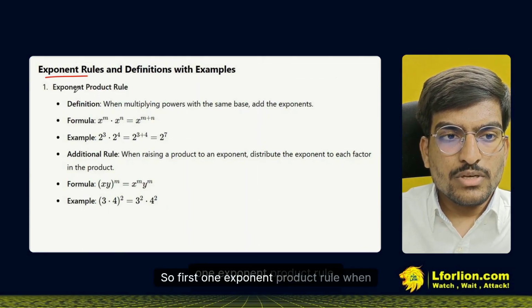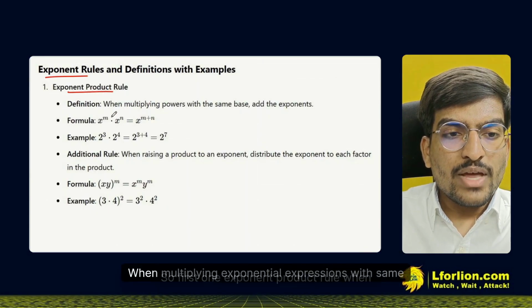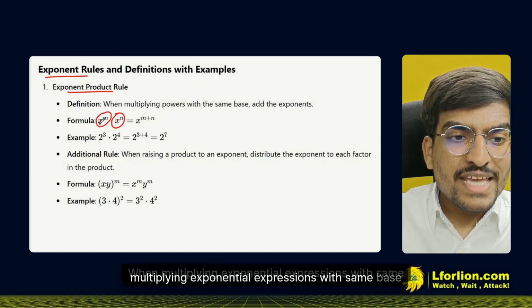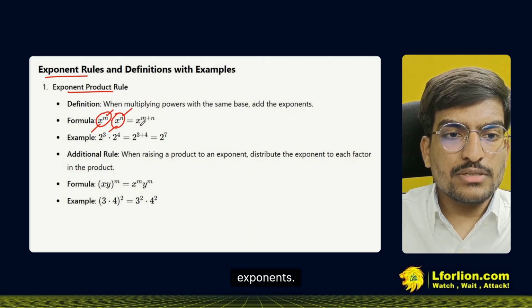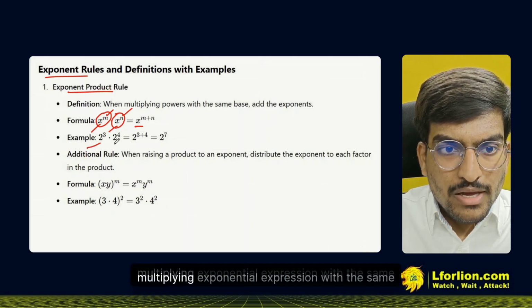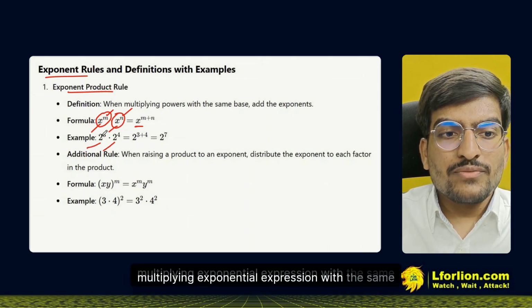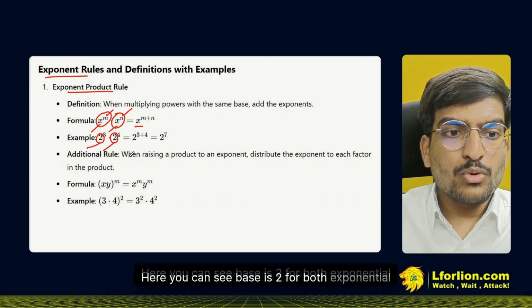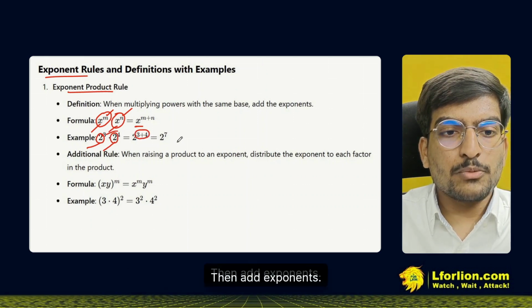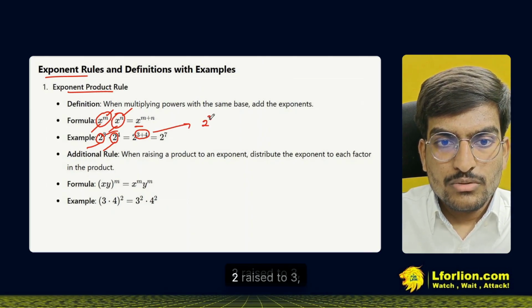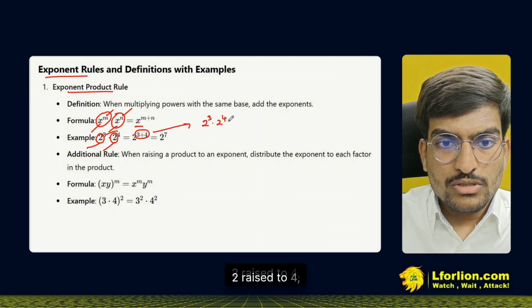Let's learn some exponent rules along with examples. So the first one, the exponent product rule. When multiplying exponential expressions with the same base, add the exponents, so that turns to x raised to m plus n. When multiplying exponential expressions with the same base, here you can see the base is 2 for both exponential expressions, then add the exponents. That's the rule.